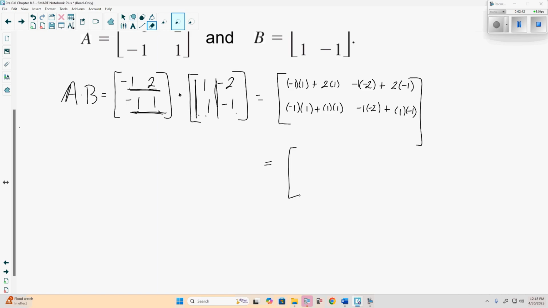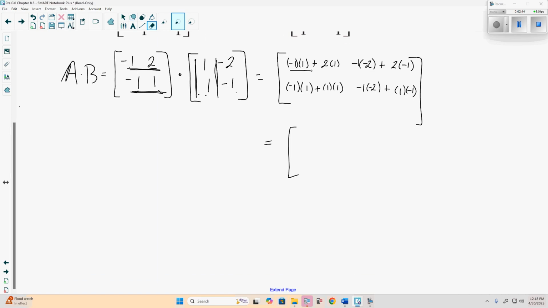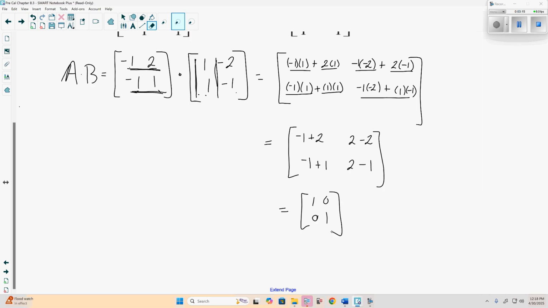And at this point, we need to simplify. Negative 1 times 1 is negative 1. 2 times 1 is 2. Negative 1 times negative 2 is 2. 2 times negative 1 is negative 2. 1 times negative 1 is negative 1, plus 1 times 1, which is just 1. And lastly, negative 1 times negative 2 is 2. 1 times negative 1 is negative 1. If we simplify this, we get the matrix 1, 0, 0, 1. So we can say these are inverses.